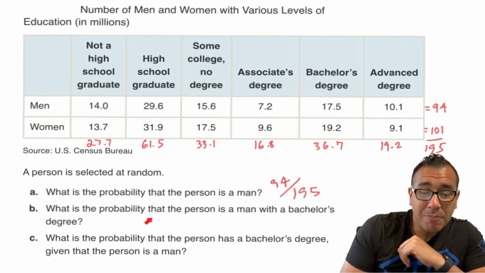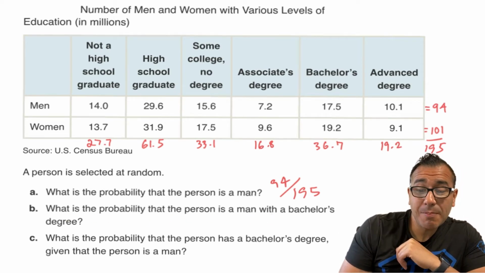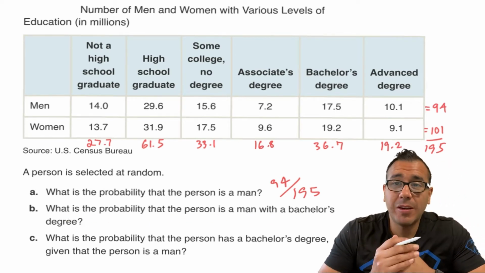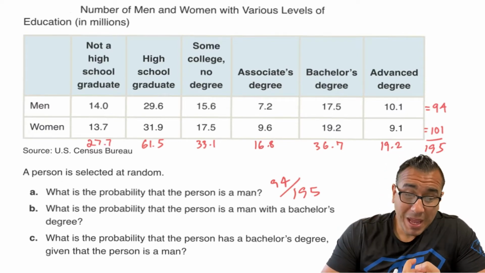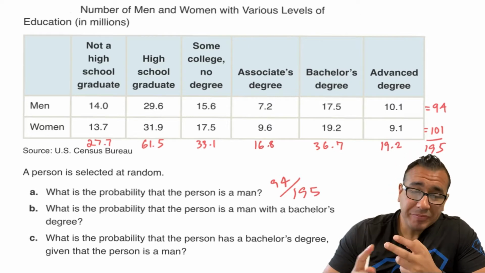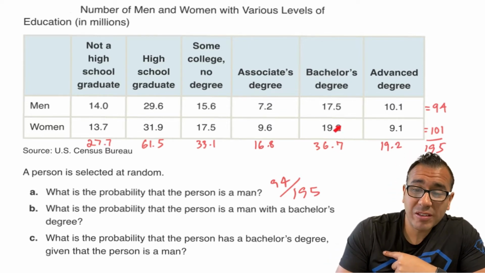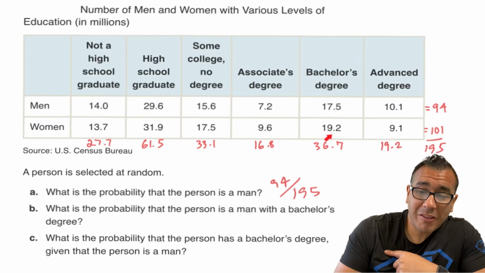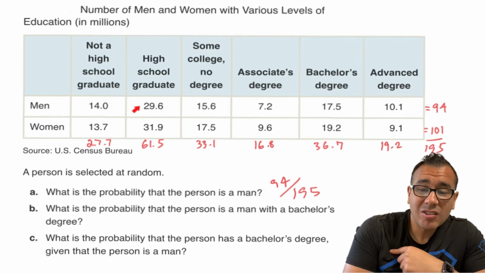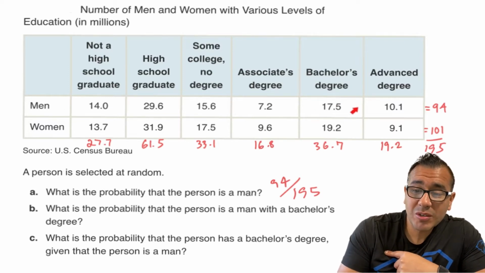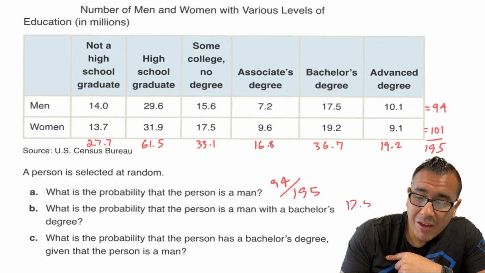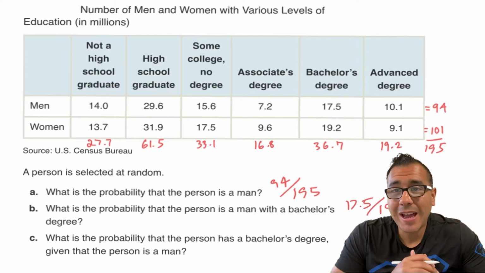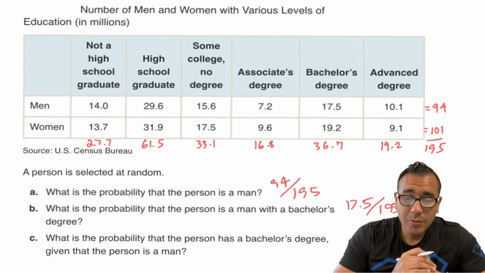What is the probability that the person is a man with a bachelor's degree? When we say with a bachelor's degree, we're saying the person is a man and has a bachelor's degree. So we use our table and look at where these two intersect. These are all my folks with the bachelor's degree, and these are all my men. They intersect right there. So it's going to be 17.5 divided by the grand total of 195. So there we have it.